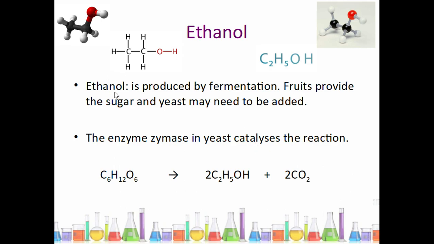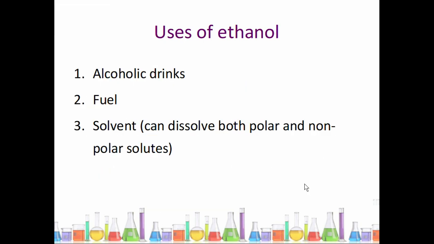Next, we've got ethanol. It's produced by fermentation. Fruits provide the sugar, which is C6H12O6 here, and yeast may need to be added as well to get the reaction going. The enzyme zymase in yeast catalyzes the reaction, so you may need that catalyst in there. And what we get here is ethanol, C2H5OH, and carbon dioxide being produced.